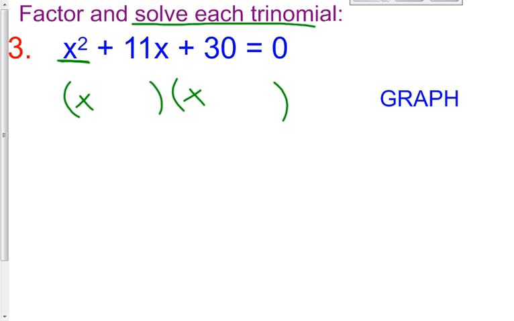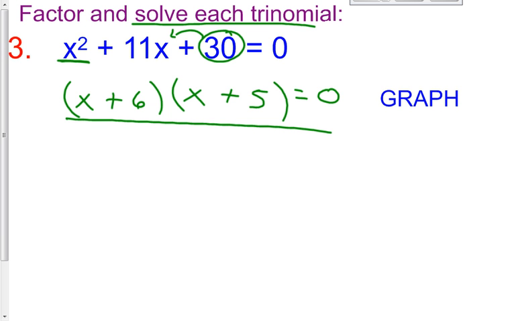Now you've got to think of factors of 30 that when you add them up give you 11 here. And I think that's quite obvious. 6 times 5 is 30 and 6 plus 5 is 11. So it's x plus 6 and x plus 5. That equals 0. Now here's the rationale behind this part. Hopefully you understand that the factoring part, that's pretty basic.